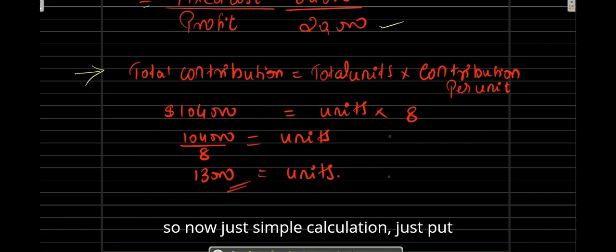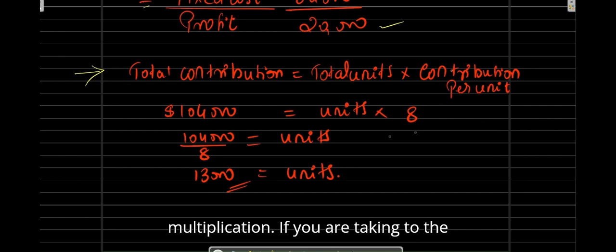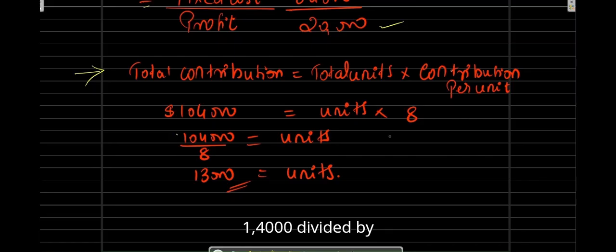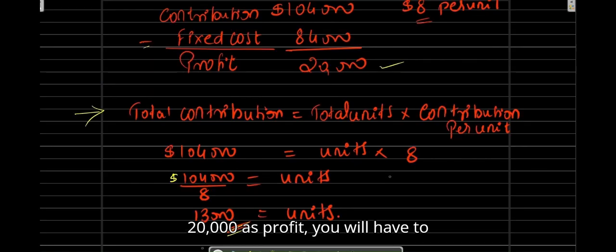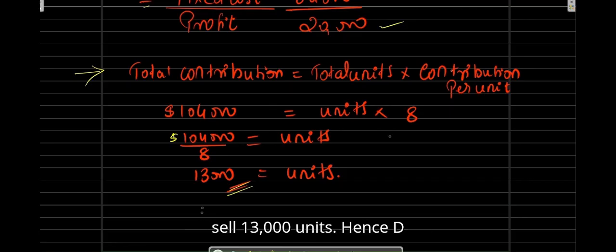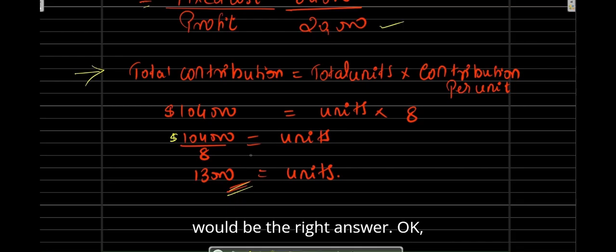Okay, so now just a simple calculation. 8 is multiplication, so if you take it to the other side, it will become division. So 1,04,000 divided by 8 will give you 13,000 units. So in order to make 20,000 as profit, you will have to sell 13,000 units. Hence, D would be the right answer.